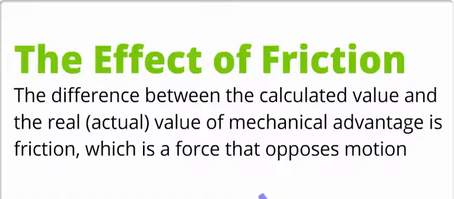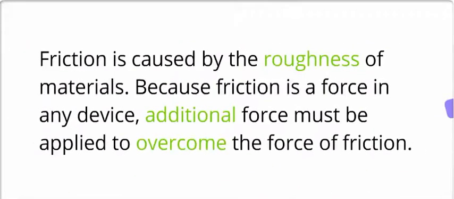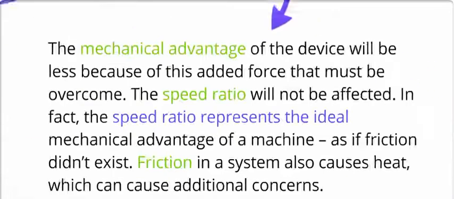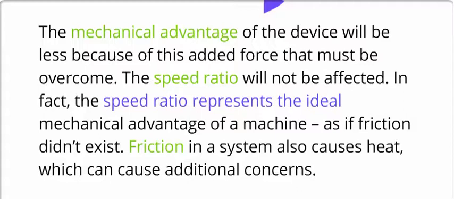So, the effect of friction. The difference between the calculated value and the real or actual value of mechanical advantage is friction. That is the force that opposes motion. Friction is caused by the roughness of the material. Because friction is a force in any device, additional force must be applied to overcome the force of friction. So the mechanical advantage of a device will be less because of this added force that it must overcome.